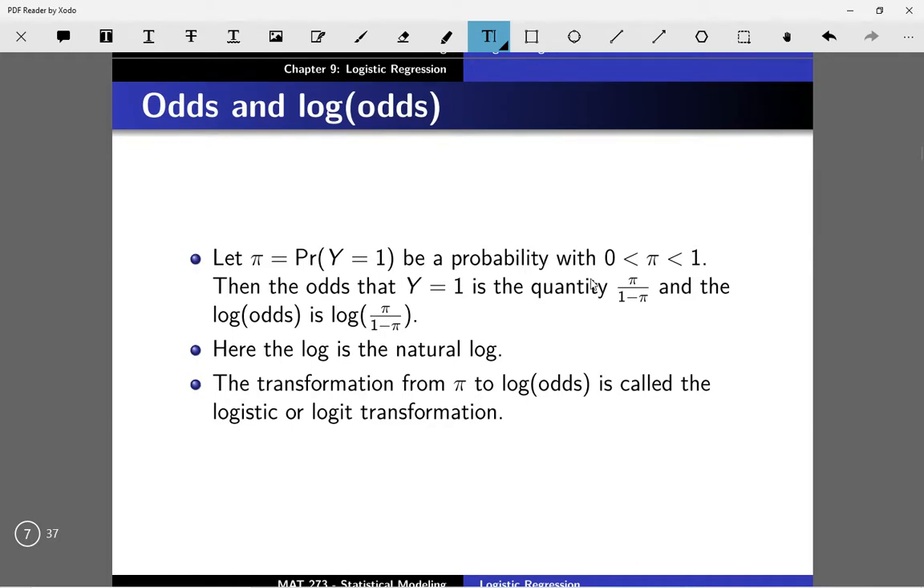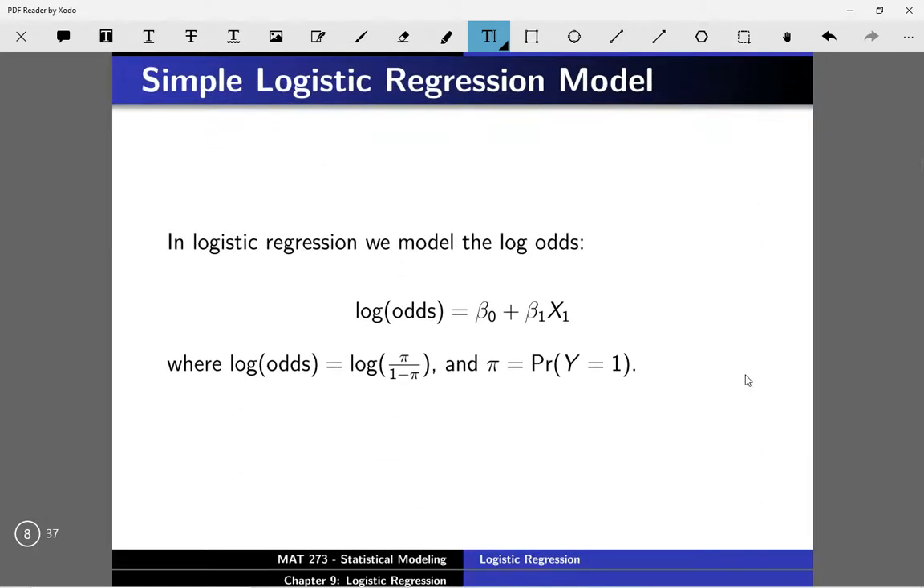So here, this log odds transformation of the probability of success pi is called the logistic or logit transformation. So sometimes people call this the logit link that we're using for logistic regression. Okay. And in a similar setup to multiple linear regression, we are modeling a function of the response on the left side using this linear combination of the x's. So in this case, we have intercept plus slope times x equals the log odds.